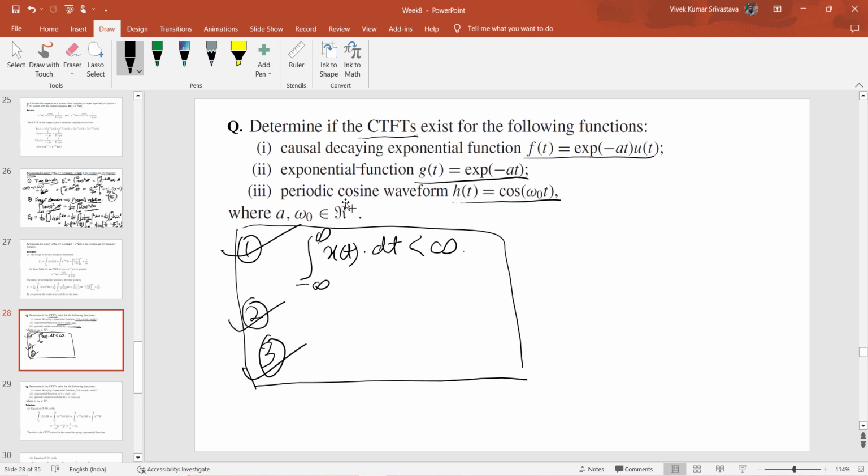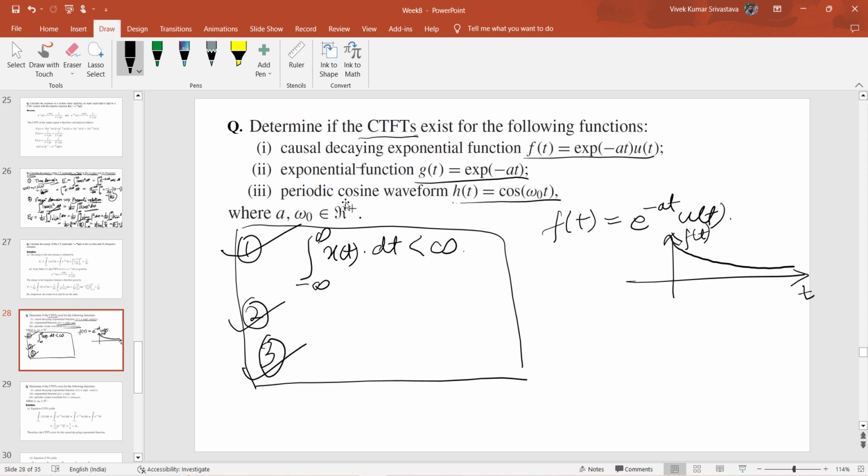So let us move ahead and check whether the Fourier transform will exist for these functions or not. First of all, we will take the first function, that is f of t. f of t is given to us as e raised to the power minus at into u of t. If you plot this function, it will look like this. This is the plot of f of t, which is an exponentially decaying function.